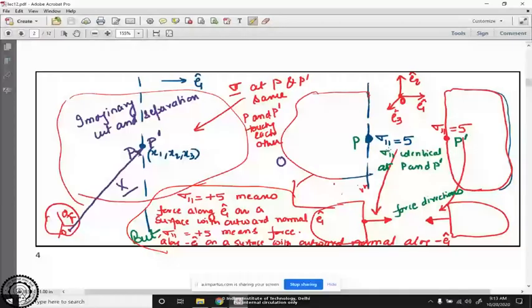But sigma 1,1 equals plus 5 means force along E1 on a surface with outward normal E1. So on this surface, which has outward normal along E1, the force is 5 times delta A along this direction. I am showing the direction of force. But if you go to the other surface, which has unit normal along minus E1 direction, the same sigma 1,1 equals 5, positive 5, is telling me that the external force acting on this delta A, on the right hand side, is actually along minus E1 direction.